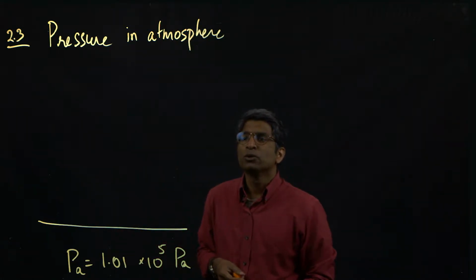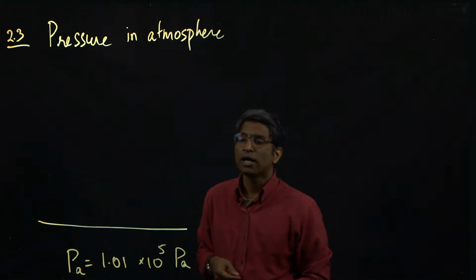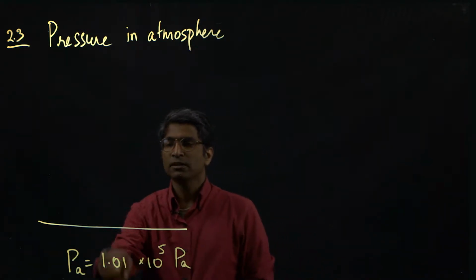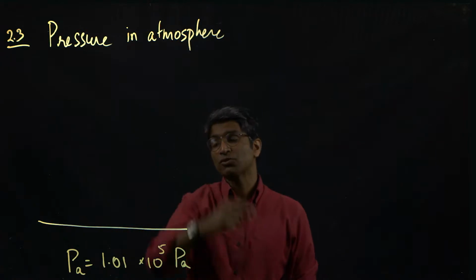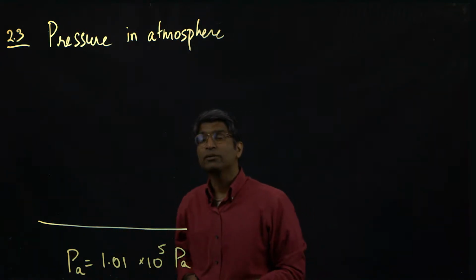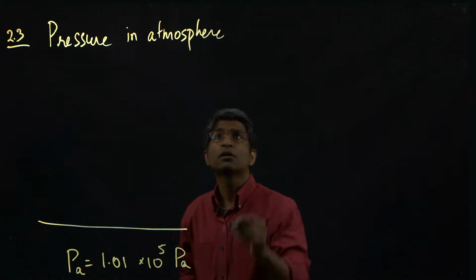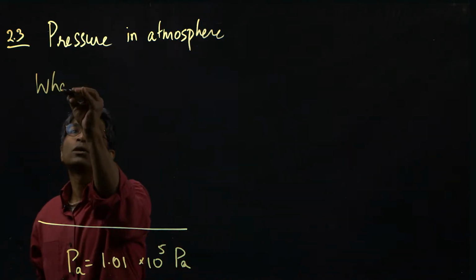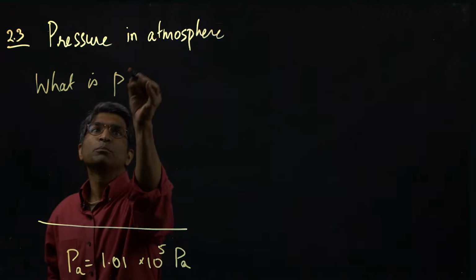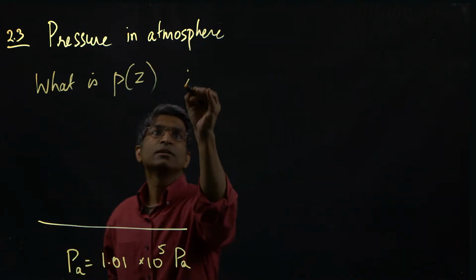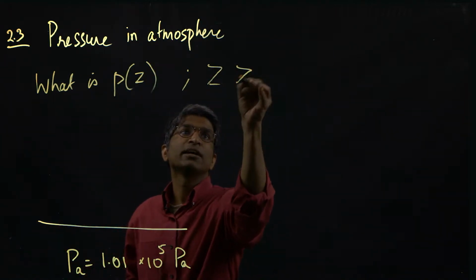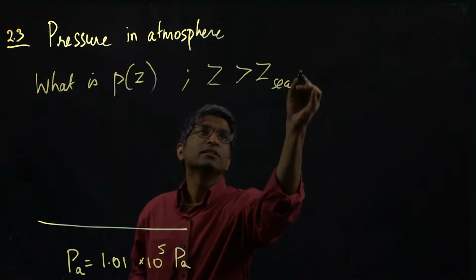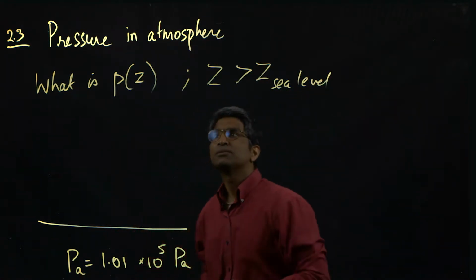So what we want to do now is to figure out how that pressure at sea level decreases as we go higher in altitude. So the question is, what is P of z, for z greater than sea level?